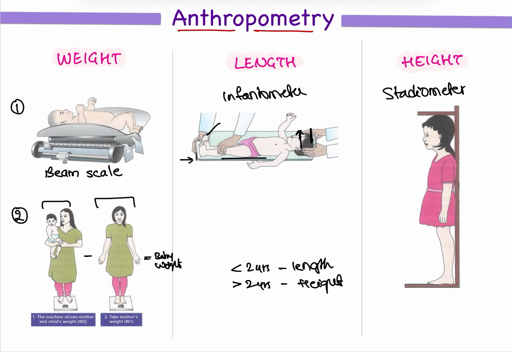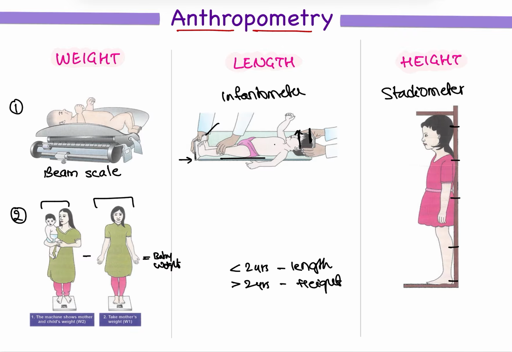For stadiometer, the child should stand upright. Heels, calves, buttocks, back, and head should touch the stadiometer, and the child should look along the Frankfurt line, that is the line joining the external auditory meatus and lower border of the orbit.